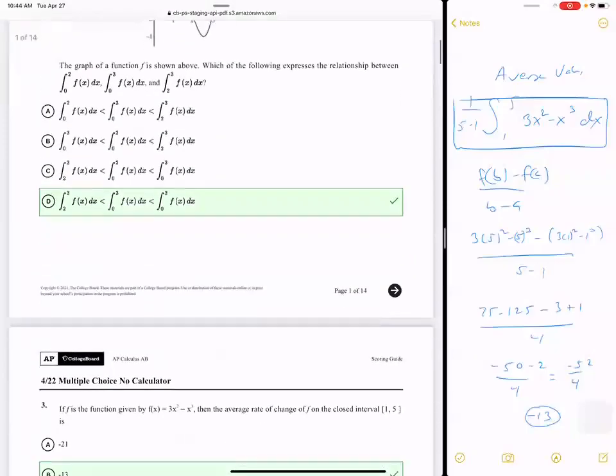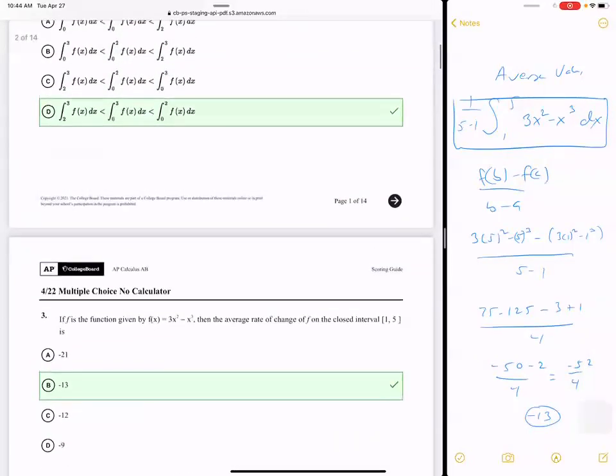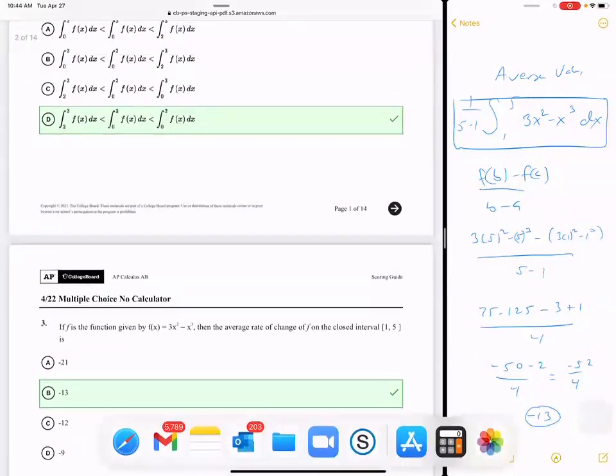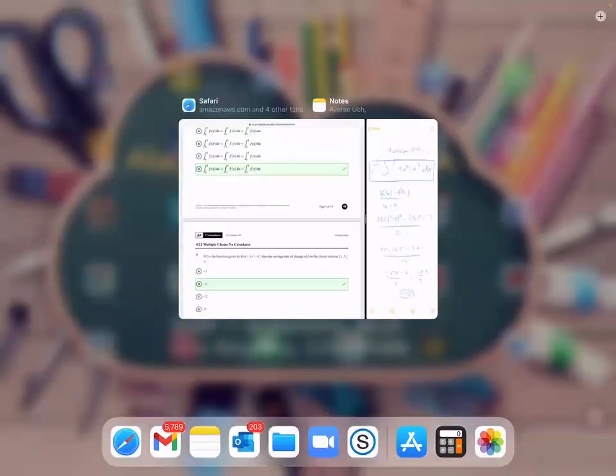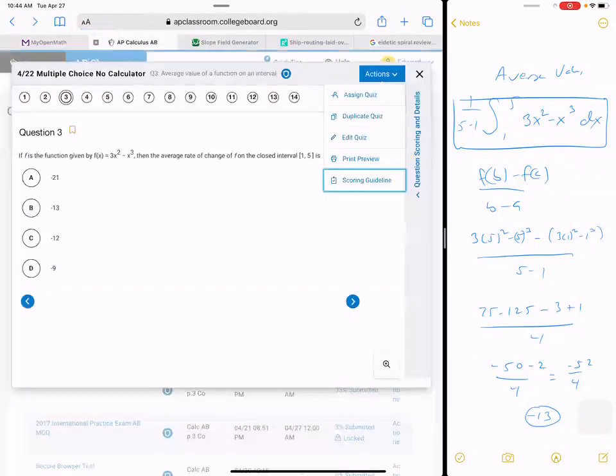Okay, so the answer to this was negative 13. So I don't know what happened there. Okay. Okay. No, that's right. Oh no. I don't want to hit back. Oh, I don't want to download the score guide. Darn it. Okay, good luck to me.